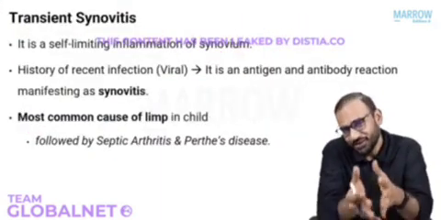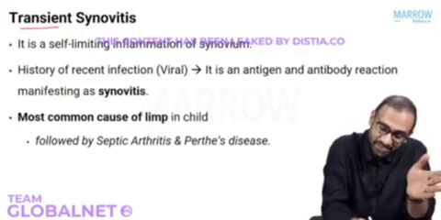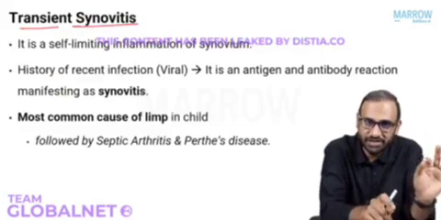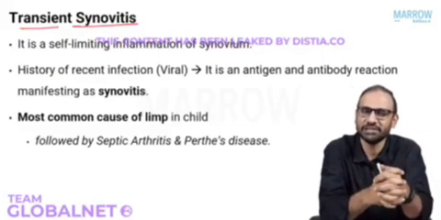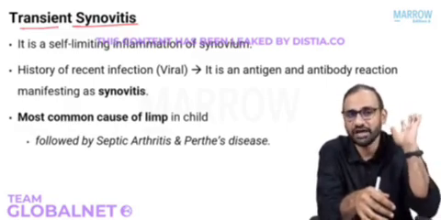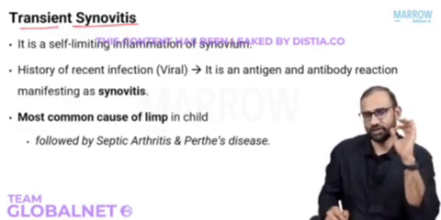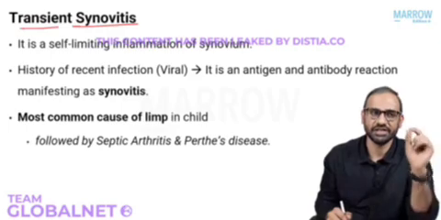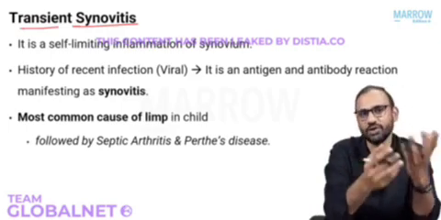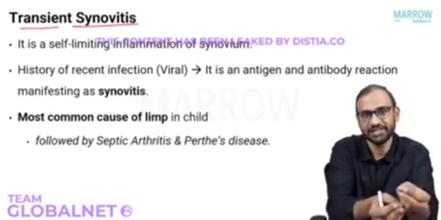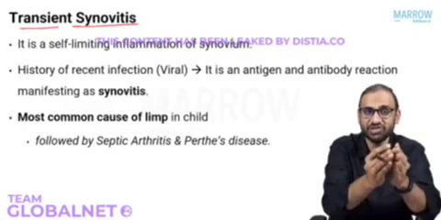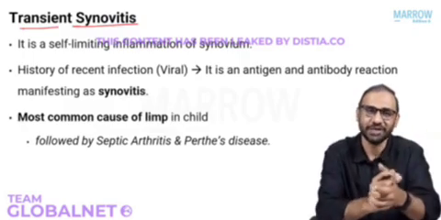Now, in contrast to this, there is something known as transient synovitis. First of all, this is not septic arthritis. This is a transient synovitis. It's a self-limiting condition. Basically, the story here is that it's an antigen-antibody reaction because of a pre-existing viral infection in your body. Because of this viral infection, antigen antibodies have been formed, and these antigen antibodies go to your synovium and cause synovitis. And because of this synovitis, there is synovial fluid overproduction, causing stretching of the capsule and then causing pain.